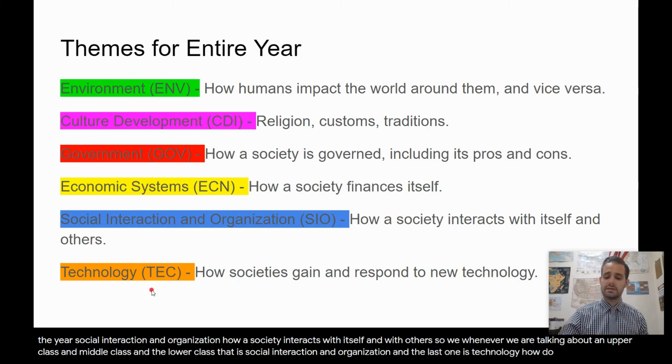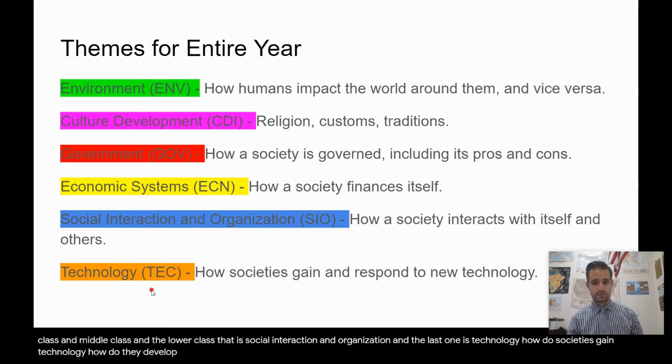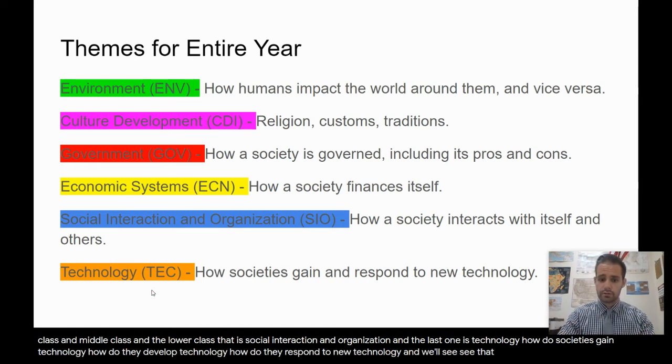And the last one is technology. How do societies gain technology? How do they develop technology? How do they respond to new technology? And we'll see that throughout the year as well.